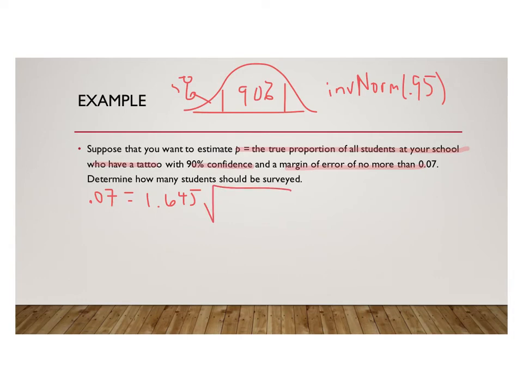Now this time, notice that they did not give us a p hat or a proportion. If they do not do that, we just use 0.5. So our probability of success is 0.5, and our probability of failure is 0.5. And now we're just going to solve this very similarly to how we did the previous problem. So first thing we're going to do is divide by 1.645.